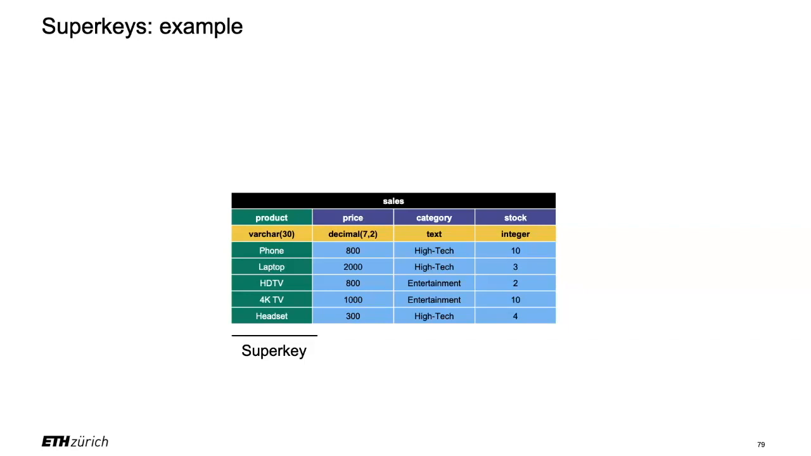Exactly. It's not a super key, because let's play the game. I'm picking a tuple at random, secretly, and I'm telling you category is entertainment. What is the product? You don't know. Maybe it's HGTV, maybe it's 4K TV, but you don't have enough information. So in that case, we don't have the functional dependency category determines product, because if I say entertainment, you don't know what the product is. And thus, category is not a super key, because it would need to functionally imply everything to be a super key. Does it help?